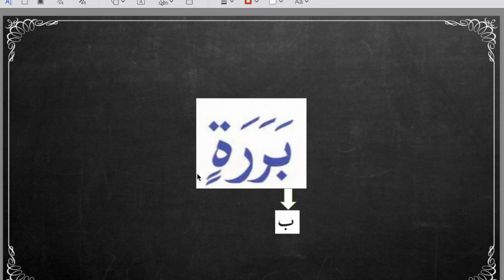Now, when we're stopping on a ta marbuta, it's actually very special. So just like stopping on two fathas, when we're stopping on a ta marbuta, it actually changes the sound completely. Again, we're only interested in the last letter. It completely changes to the letter ha with a sukun. So it no longer stays the sound of the letter ta. It morphs into a completely different letter altogether, and it takes a sukun.